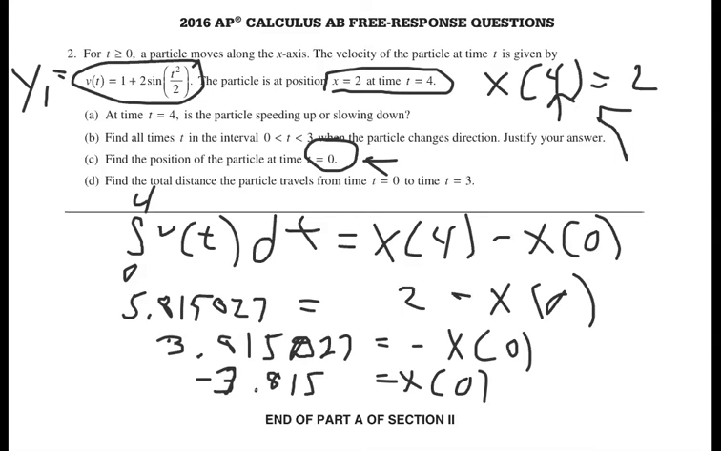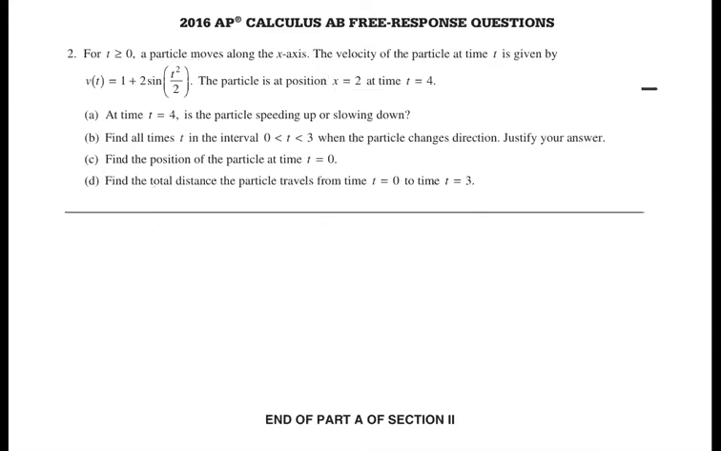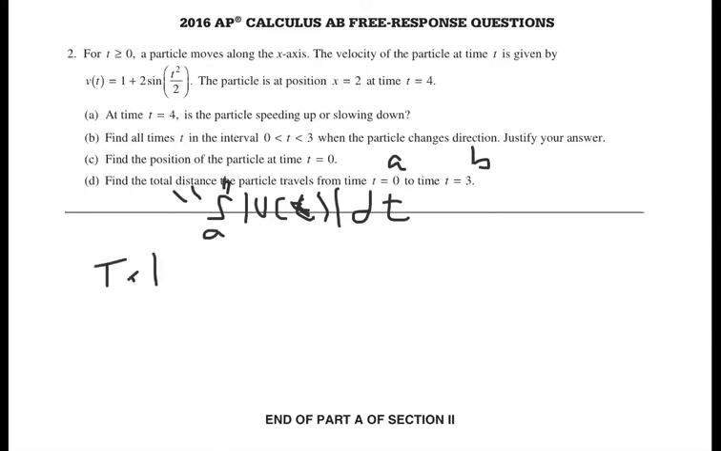And we have one more part to do here: the total distance. You're supposed to know that total distance is equal to the integral from left to right of the absolute value of velocity. The absolute value of velocity is the key here for total distance. So that's what we're looking for. Here's your A, there's your B, from the formula I just wrote. So the total distance is going to equal the integral from 0 to 3 of the absolute value of v of t dt.